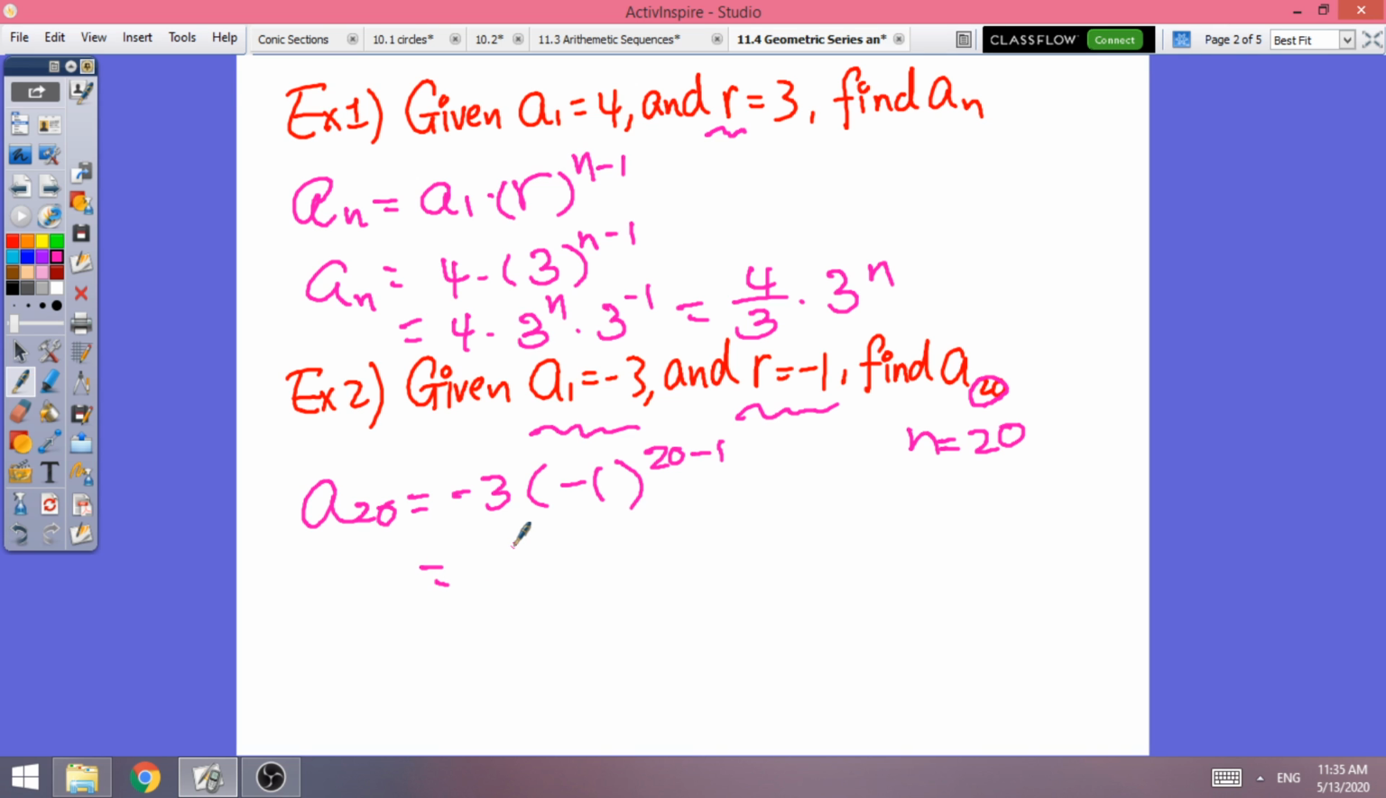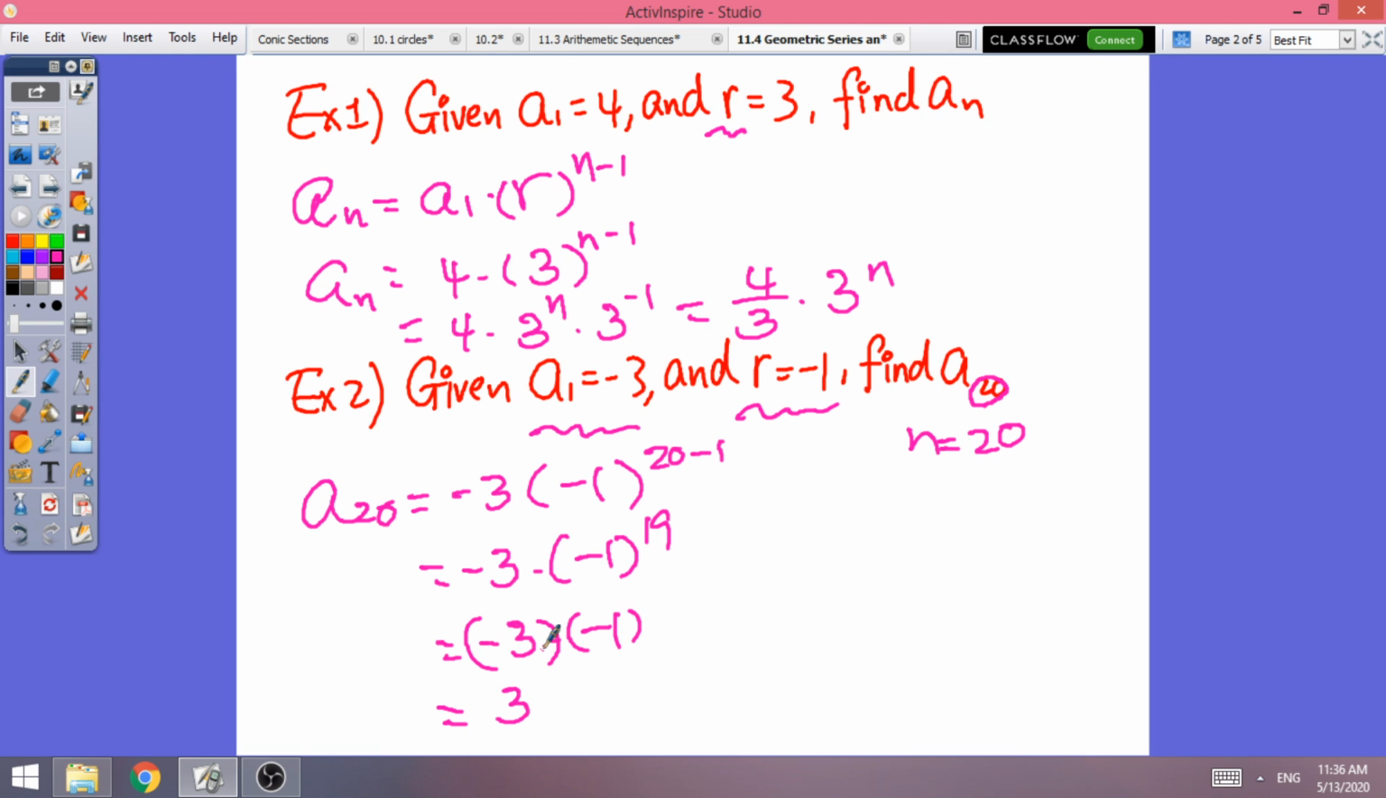So it looks like it's an alternating series. Negative 3 times negative 1 to the power of 19. So it's an odd number power. The base is negative, it's negative 1, so that means it still remains as negative 1. So negative 3 times negative 1, which is 3.